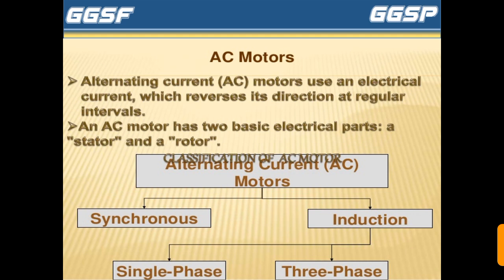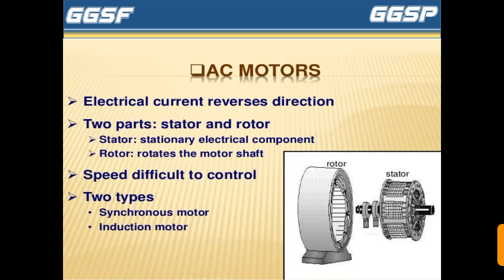Now, what are AC motors? Alternating current, that is AC, motors use an electrical current which reverses its direction at regular intervals. An AC motor has two basic electrical parts, a stator and a rotor. Alternating current motors are divided into two types: synchronous motor and induction motor. In that, the induction motor is divided into two types: single phase motor and three phase motor.